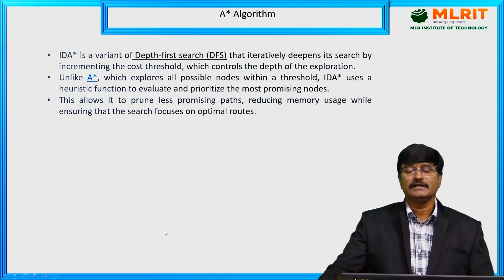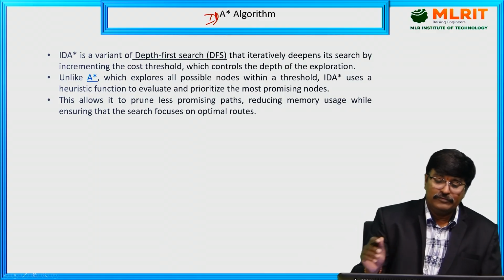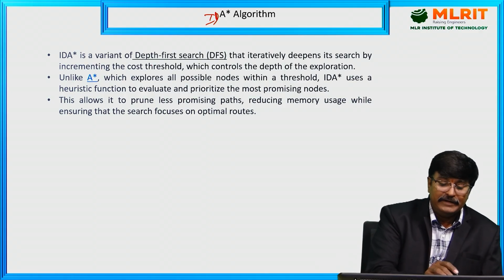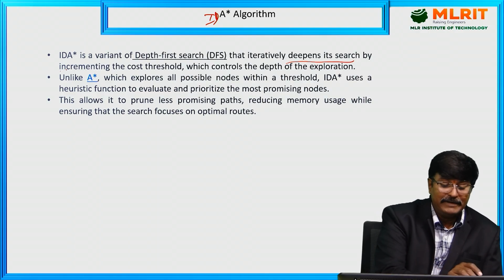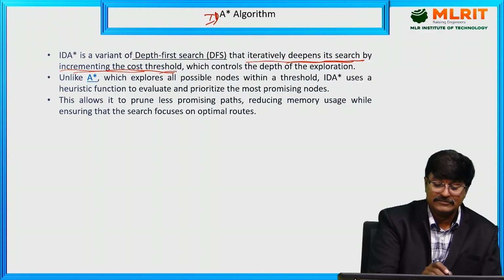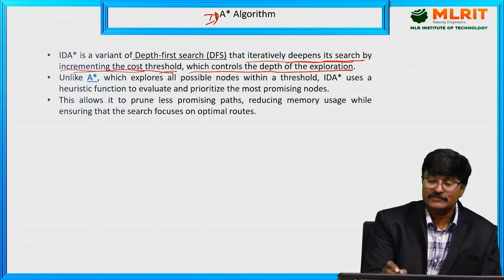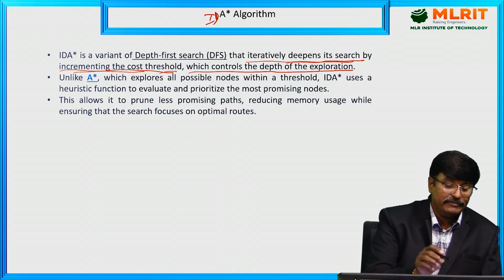Then what is the IDA-star algorithm? It is the advancement of the A-star algorithm. It is a variant of the depth first search algorithm, and an advancement of A-star that iteratively deepens its search by incrementing the cost threshold. We are using a threshold value like in depth first search. There are limitations, boundaries. Like this, here also an iteration limitation is there, deepening its search by incrementing the cost threshold, which controls the depth of the exploration, how much depth you have to go. The limitation is there in this iterative deepening A-star algorithm.